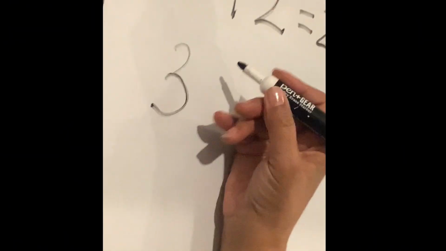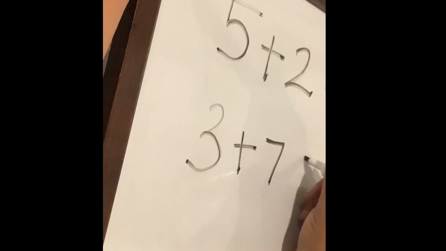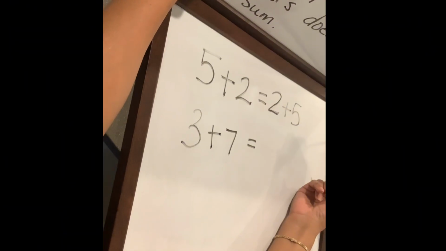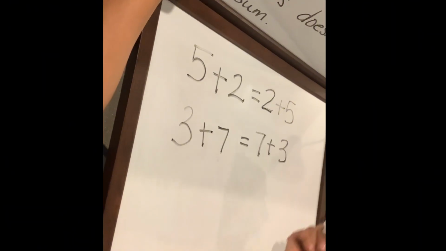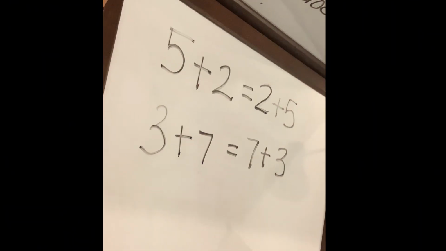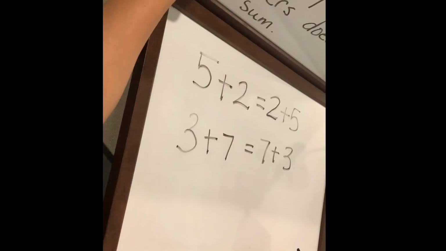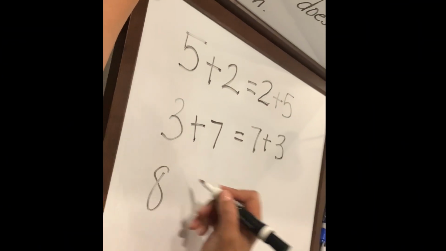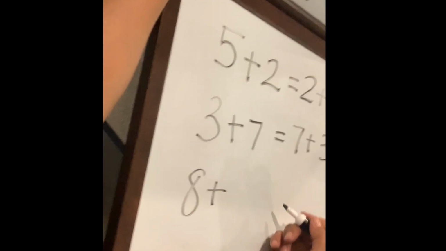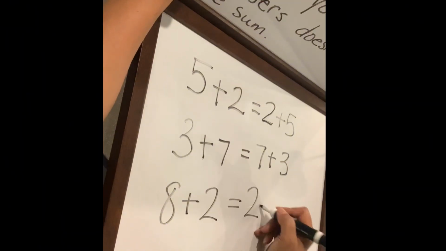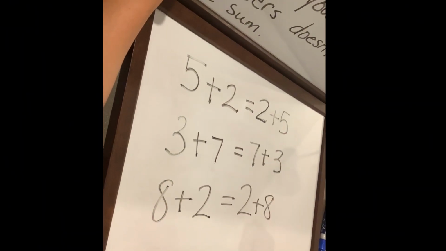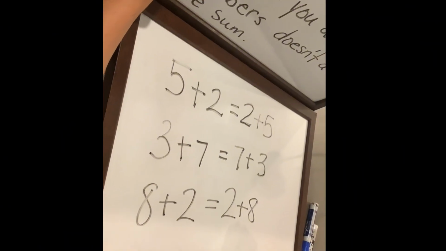3 plus 7 is equal to 7 plus 3. Okay, more? Other numbers? 8 and 2. 8 and 2 is equal to 2 plus 8. All right. So let's read this together.